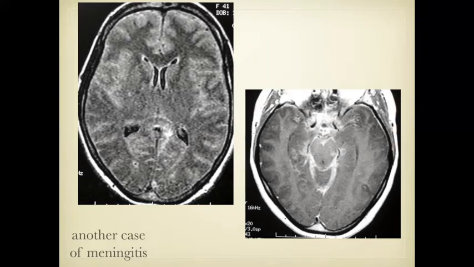Now, this patient has extensive abnormal enhancement here in the ambient cisterns and the interpeduncular cistern and basilar cistern. So this is a case of probably a bacterial meningitis, or even could be TB meningitis with this basilar involvement. But these are typical findings in meningitis.